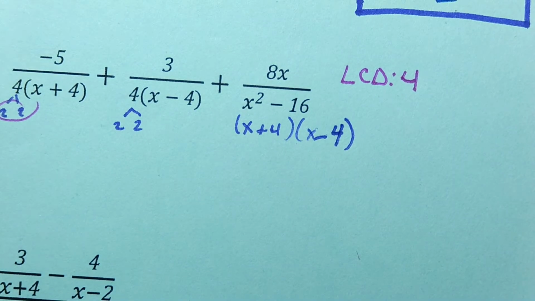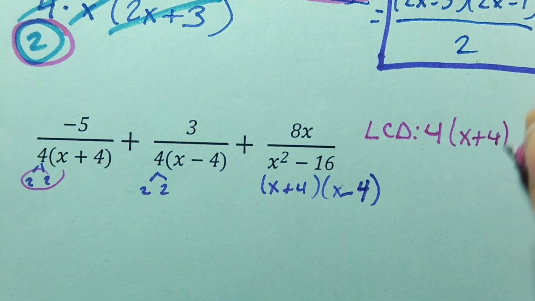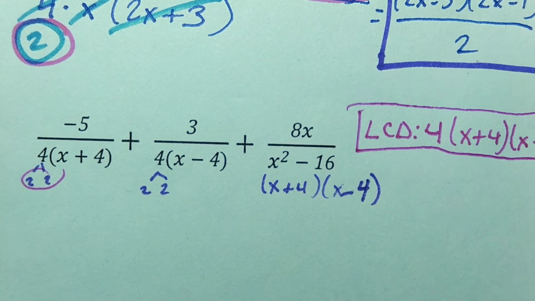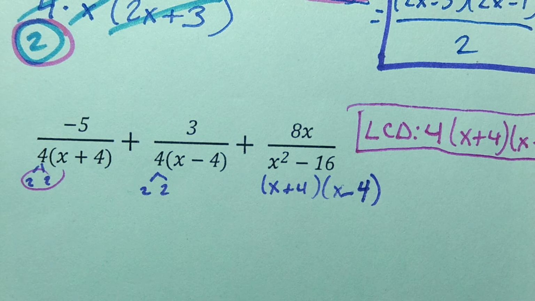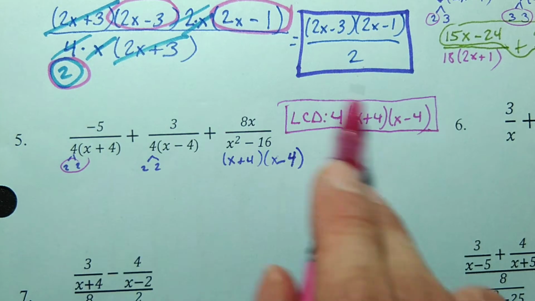And then what about the other part of our LCD? We'll need x plus 4 and x minus 4. So x plus 4, x minus 4. Raise your hand if you had that right, the LCD. Good, good. So now, to use our creative forms of 1, this first fraction is missing the x minus 4.